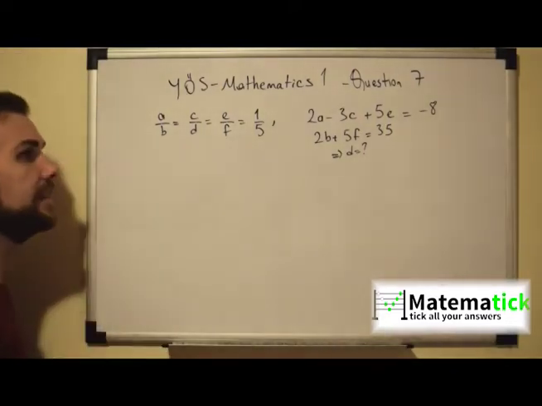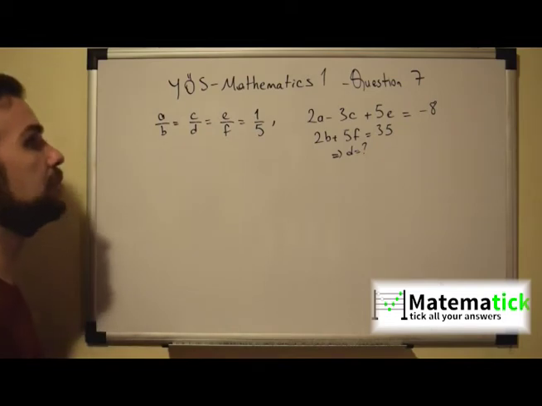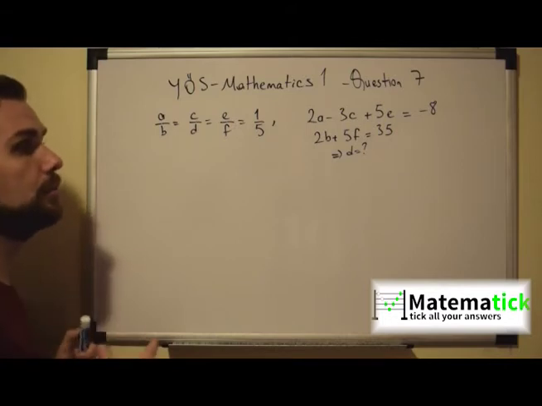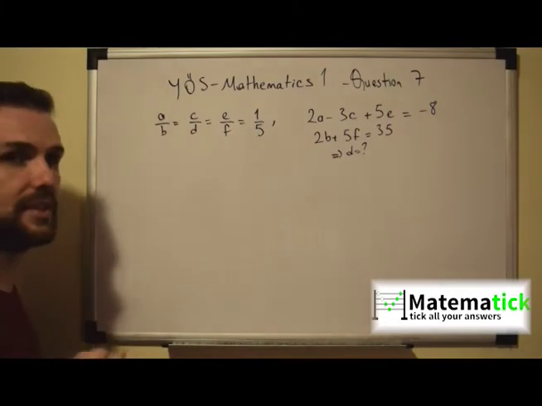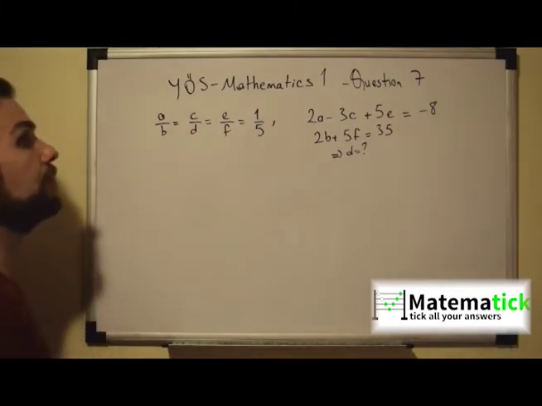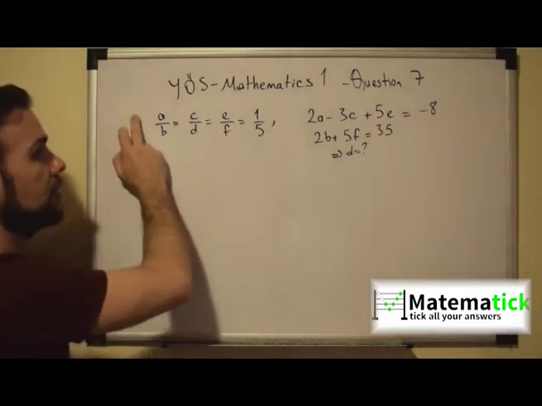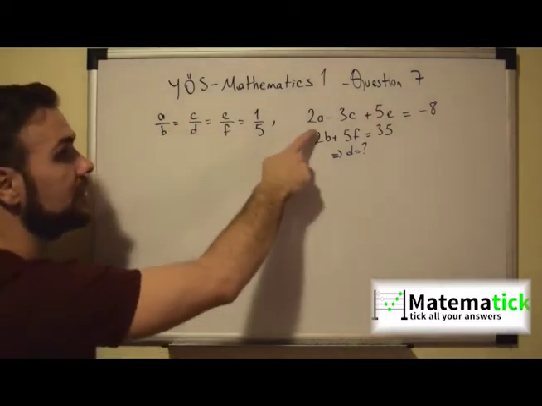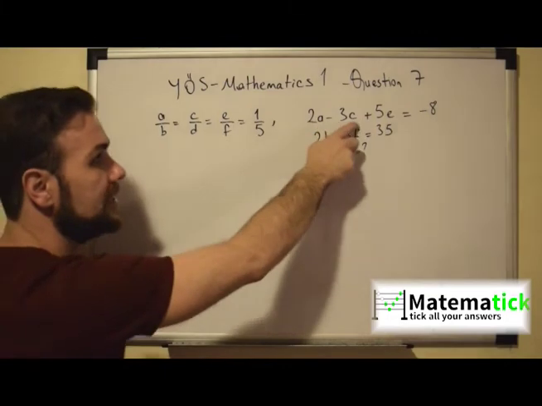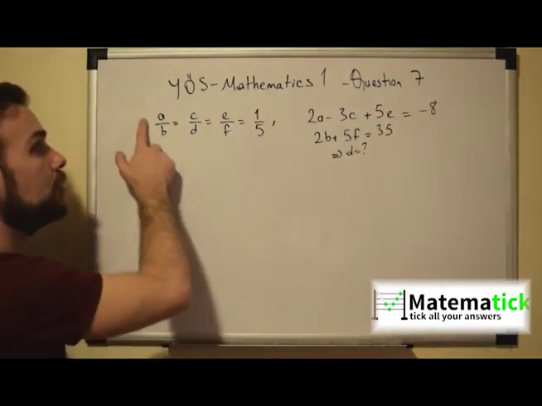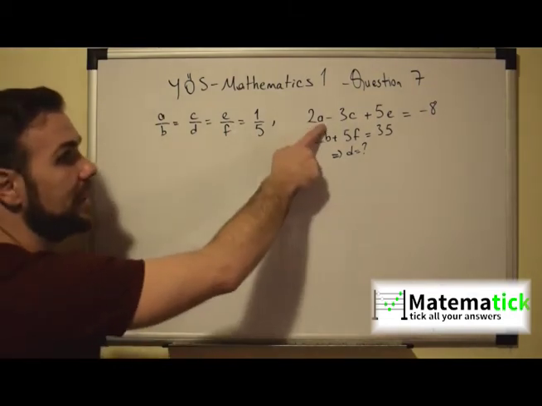Now as you can see in this question we are dealing with proportions and ratios. So what are the rules that we can use when we are dealing with proportions and ratios that can help us get to the right answer, which is in this case d? Now you see the numerators of these fractions are a, c and e, which are the same variables that we have here, a, c and e. I will try to multiply the numerators with the same numbers that they have here.